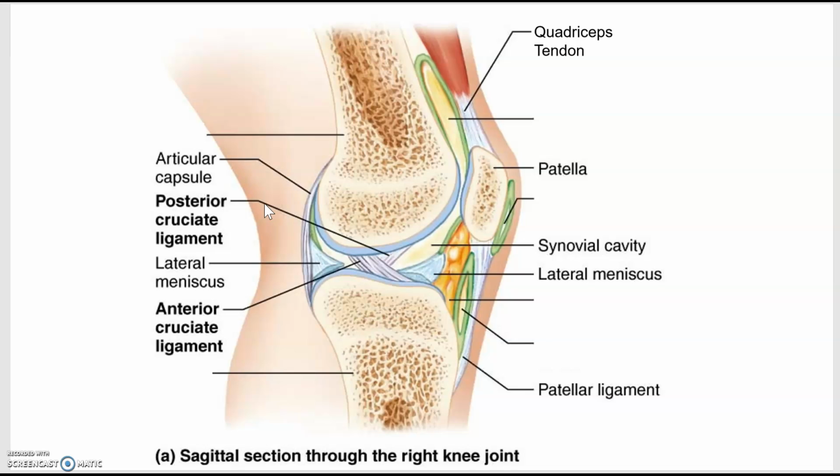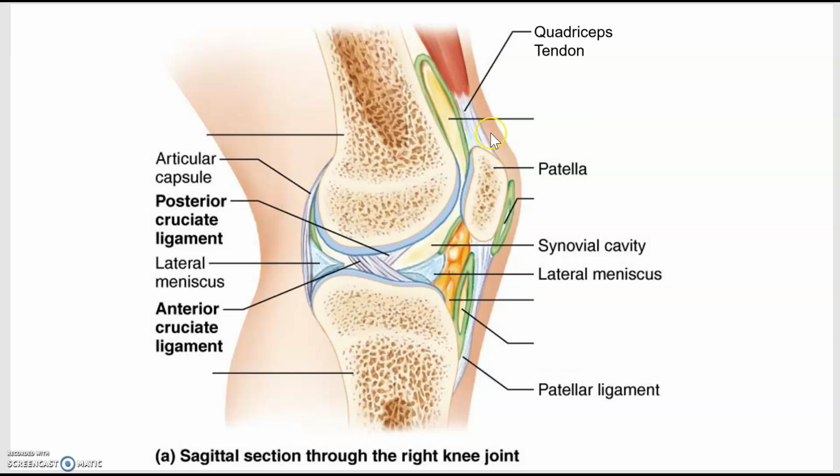Your knee is unique because it doesn't have an articular capsule that completely encloses the knee, so it's not quite as stable, but it does allow for quite a bit of range of motion. Okay, so we'll look at some of the structures here.